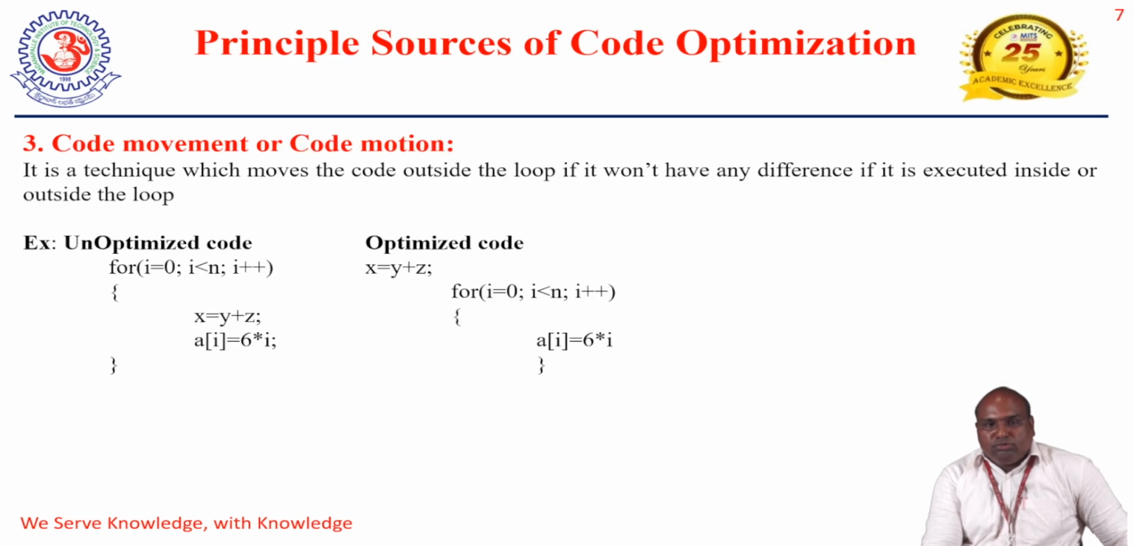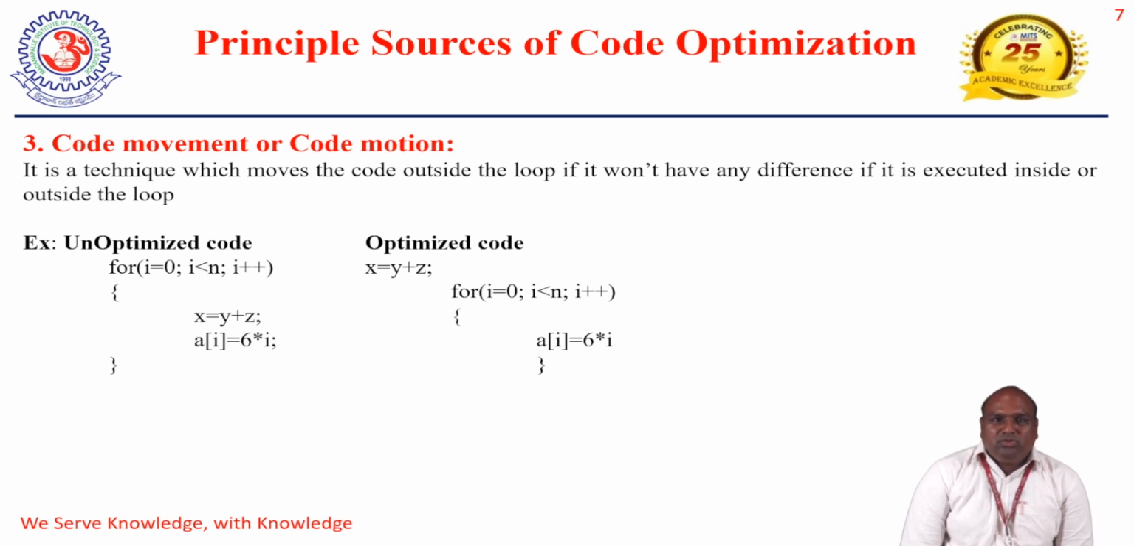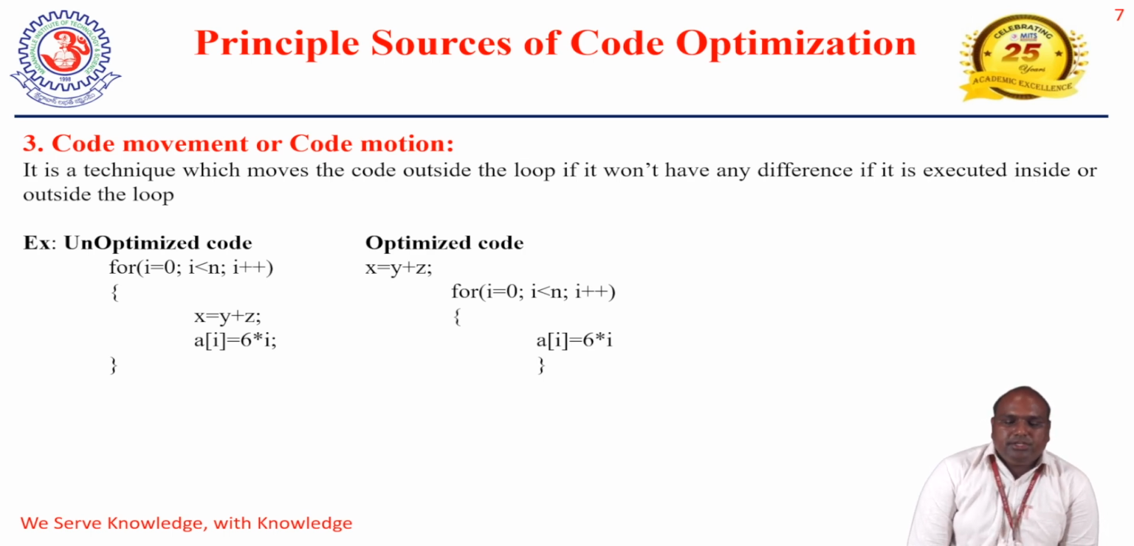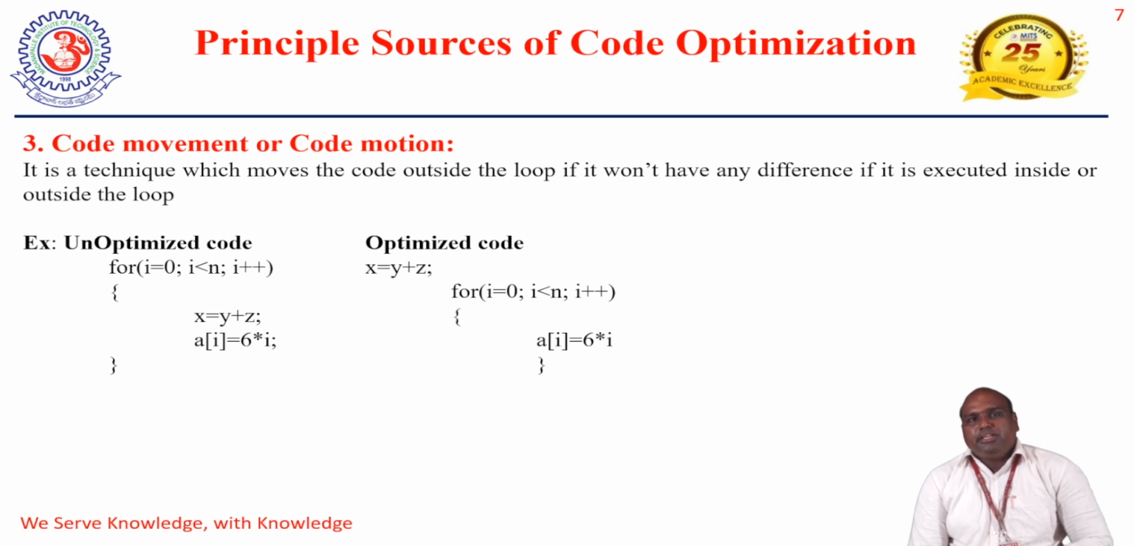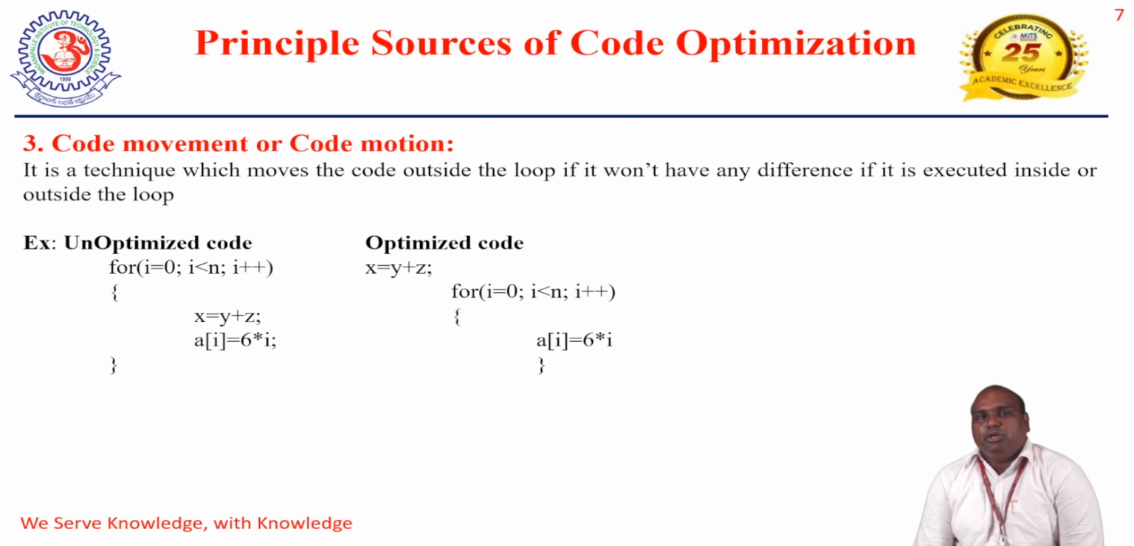Next one is code movement, or code motion. Code movement and code motion are both names for the same technique, but they are called in a different manner. It is a technique which moves code outside of the loop, if it makes no difference whether it is executed inside or outside the loop. That means if any expression or instruction is inside the loop, we move it outside the loop, because it is nowhere related to the loop variable.